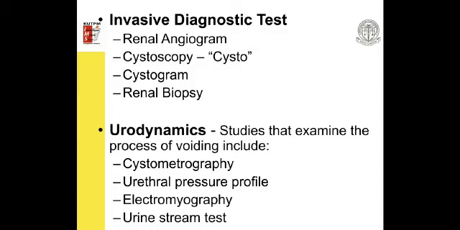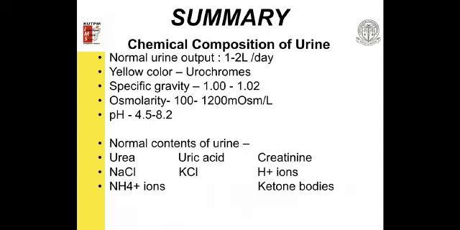The invasive diagnostic tests are the renal angiogram, which assesses the blood vascularity, the cystoscopy assessing the bladder along with the cystogram, and finally, for the confirmatory diagnosis with histopathology, the renal biopsy. The urodynamic studies that examine the process of voiding of urine are the cystometrography, the urethral pressure profile, electromyography, and the urine stream test.